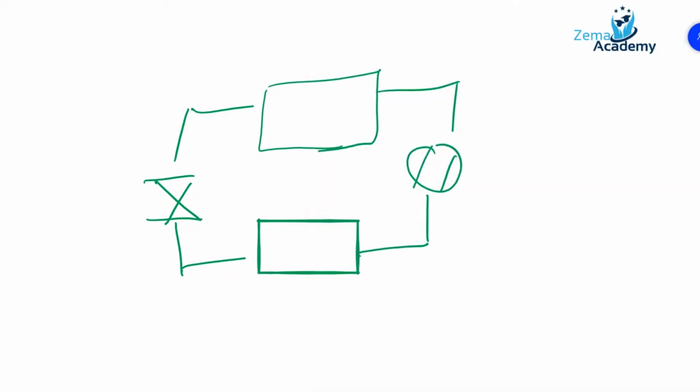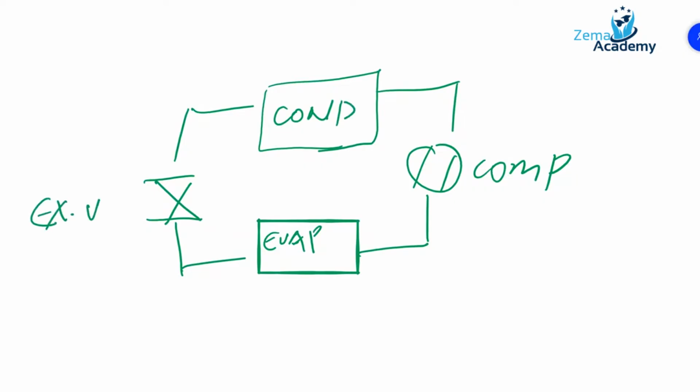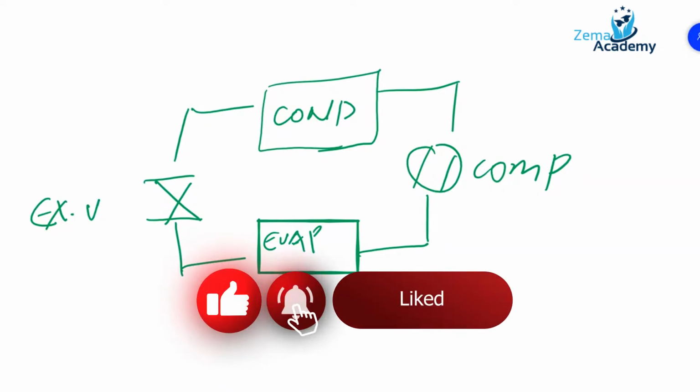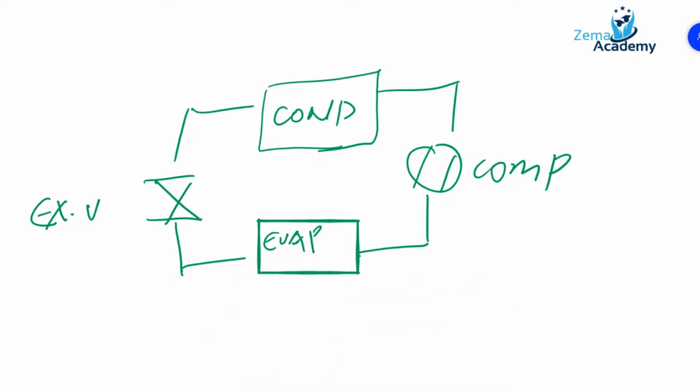And those components are, we've got the evaporator, we've got the compressor, we've got the condenser, and we've got the expansion valve. So the four components of any vapor compression system are the evaporator, compressor, condenser, and expansion valve. So these are the four components, or you may also refer to them as four stages.